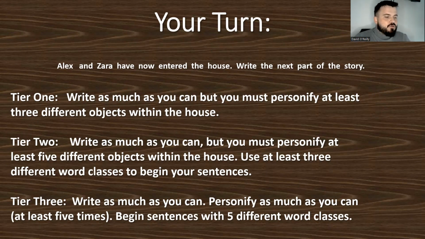And tier 3: write as much as you can, personify as much as you can, at least 5 times, but begin your sentences with 5 different word classes. Okay, now I'm not going to remind you of the word classes. If you don't remember, there's a few things you can do. You can go and look at the last homework video or the first homework video. You can ask a sibling, a relative, a friend, a parent, or with your parents' permission, you can look it up on the internet.